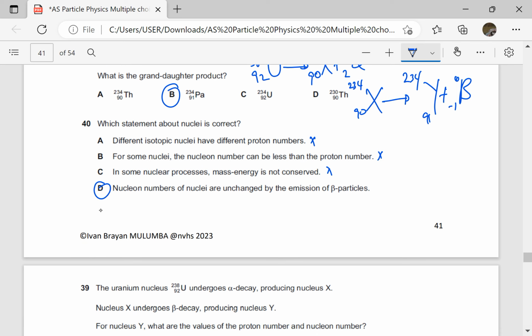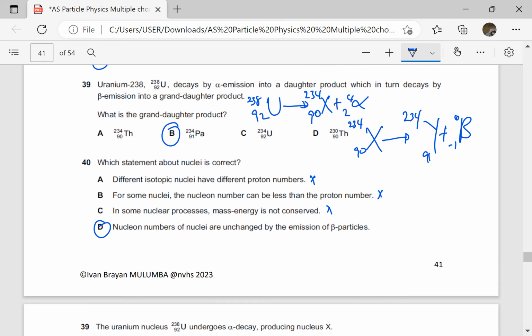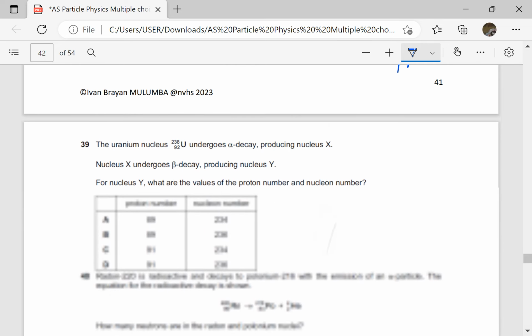Nucleon numbers of nuclei are unchanged by the emission of beta plus, because beta plus is beta 0, 1, so the nucleon number will always not be changed.